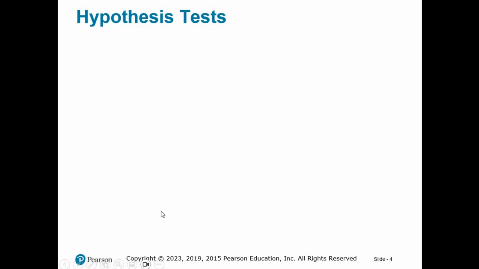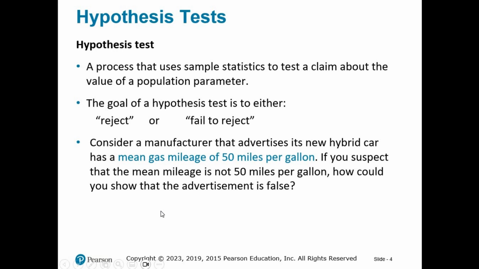A hypothesis test is a process that uses sample statistics to test a claim about the value of a population parameter. The goal of a hypothesis test is to either reject or fail to reject the claim. Look at this example. Consider a manufacturer that advertises its new hybrid car has a mean gas mileage of 50 miles per gallon. If you suspect that the mean mileage is not 50 miles per gallon, how could you show that the advertisement is false? The claim is that the car has a mean gas mileage of 50 miles per gallon. We're going to learn how to write hypotheses to test that claim.